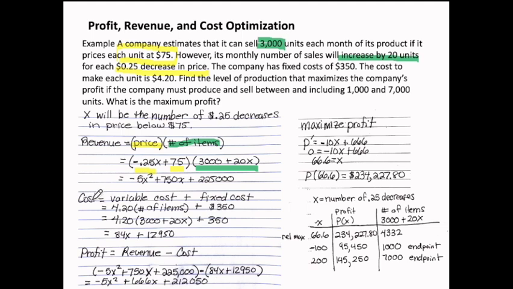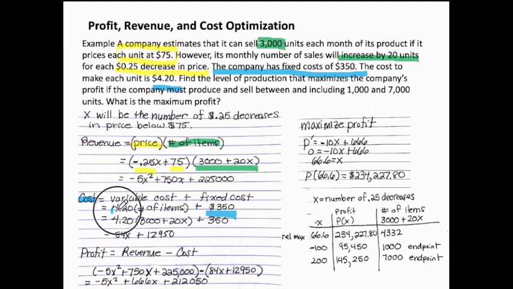For cost in this question, it's talking about variable costs and fixed costs. Now it says that the company has a fixed cost of $350. So no matter what, we're going to get charged $350. That's our fixed cost right there. Then it also says the cost to make each item is $4.20. So however many items it is, we would want to multiply that by $4.20.